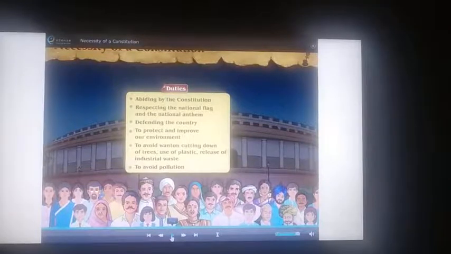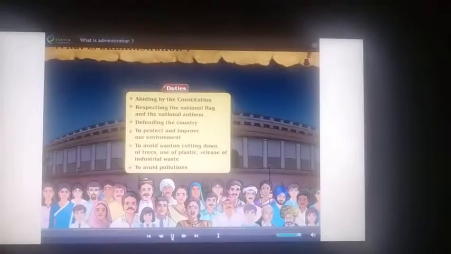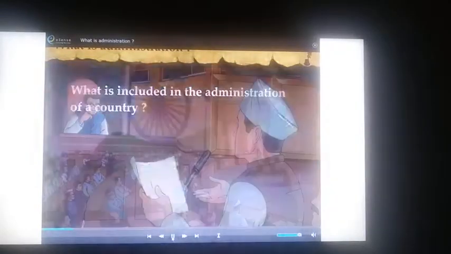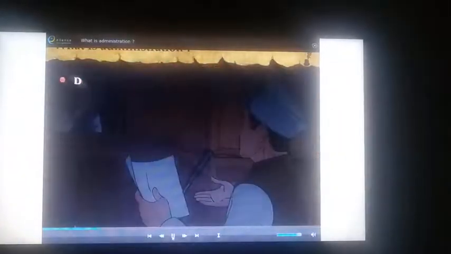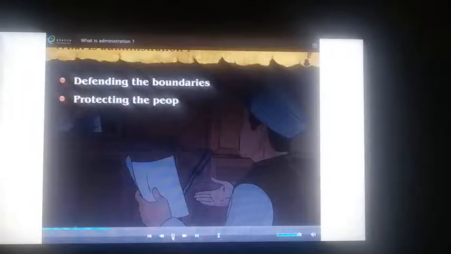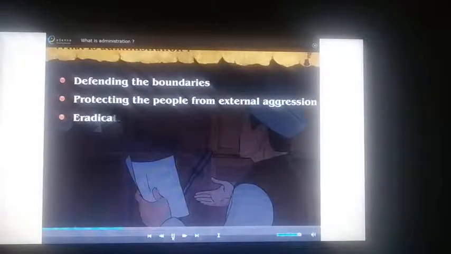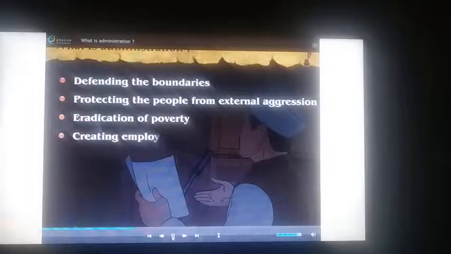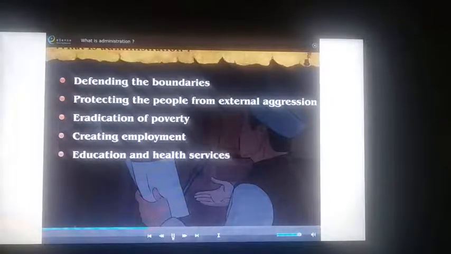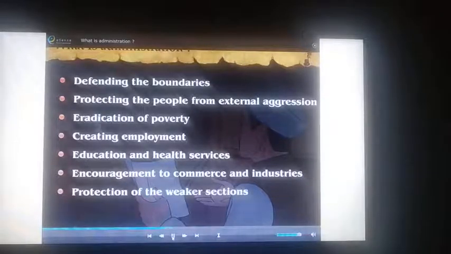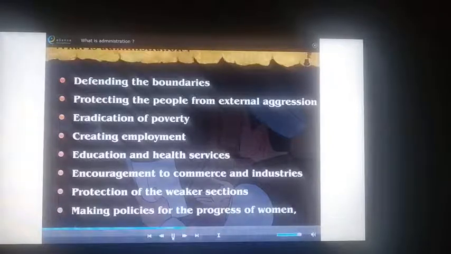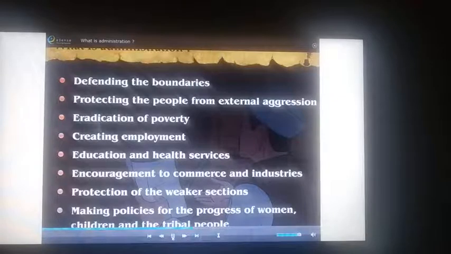What is administration? What is included in the administration of a country? Government has to make laws relating to several subjects, such as defending the boundaries, protecting the people from external aggression, eradication of poverty, creating employment, education and health services, encouragement to commerce and industries, protection of the weaker sections, making policies for the progress of women, children and the tribal people, etc.